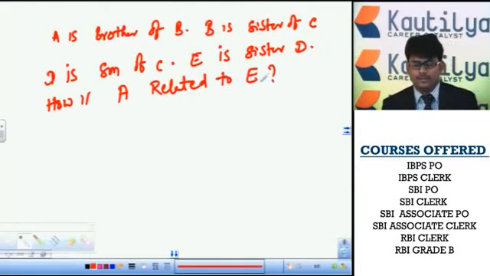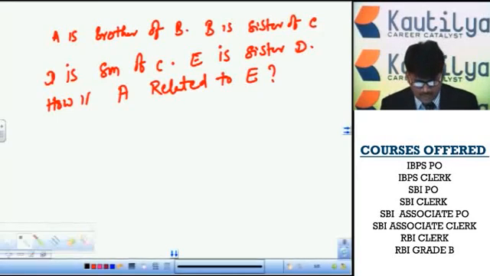Okay, clear? First, see how to read the data here. A is brother of B, B is the sister of C, D is son of C, and E is the sister of D. How is A related to E is the question. First, we remember one point: brother and sister relation is represented by a horizontal line, parent and offspring relation by a vertical line, and husband and wife relation by a double implies symbol. A male person we indicate with a plus, and a female person we indicate with a minus.